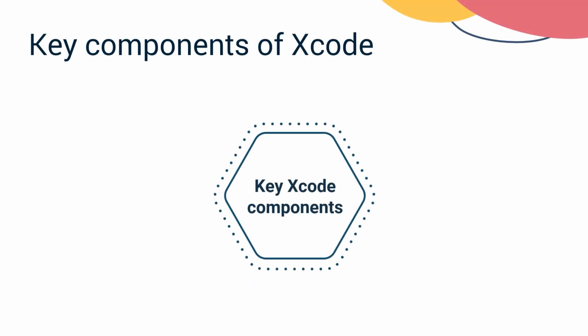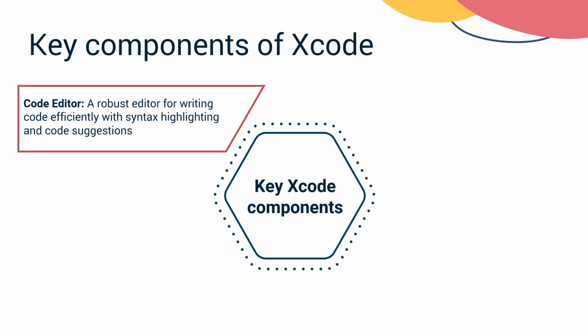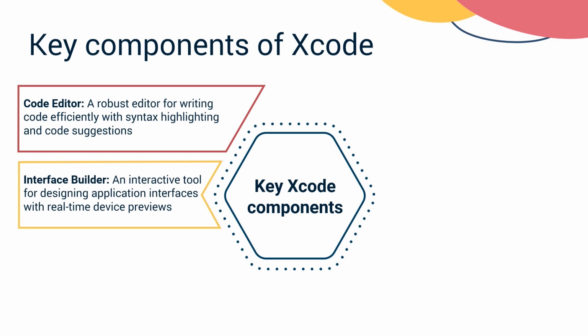Let's now understand the key components of Xcode, each of which provides a unique function to streamline the application development process. Code Editor is a robust editor for writing code in Swift, Objective-C, and C++. It offers features like syntax highlighting and code suggestions to help developers write code more efficiently. Interface Builder is an interactive, user-friendly tool for designing application interfaces with a real-time preview of how the application will look on different Apple devices.